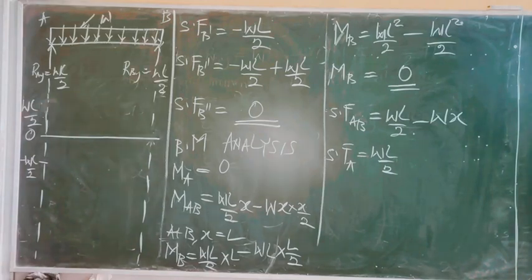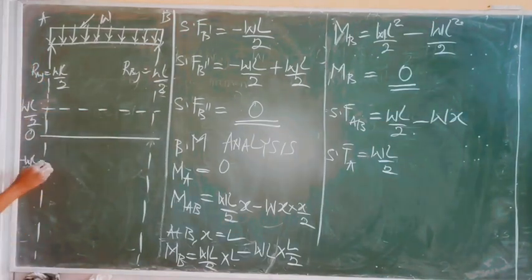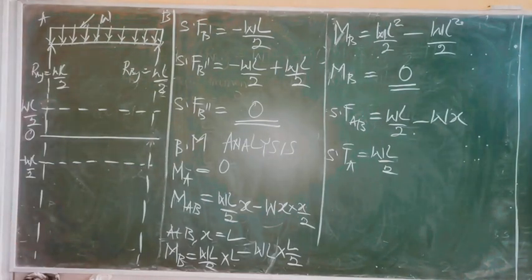Okay. So after obtaining the points, the next thing is to trace them out. So you trace out these points. Now you can start picking up the shear force. Shear force at point A is WL over 2. This is line A. This is WL over 2. This is where they meet. You simply connect.